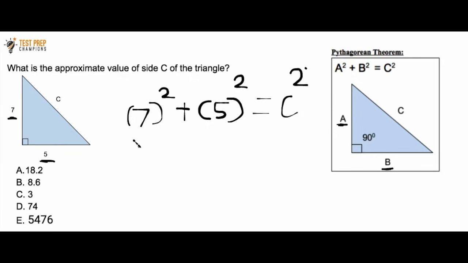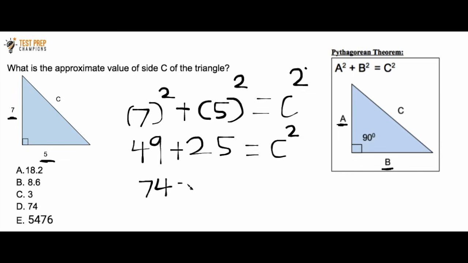7 squared is equal to 49, and 5 squared is equal to 25. So we have 49 plus 25 equals C squared. So if you add these up, 49 plus 25, and you can use a calculator if you want to, that's going to be 74. So 74 equals C squared.